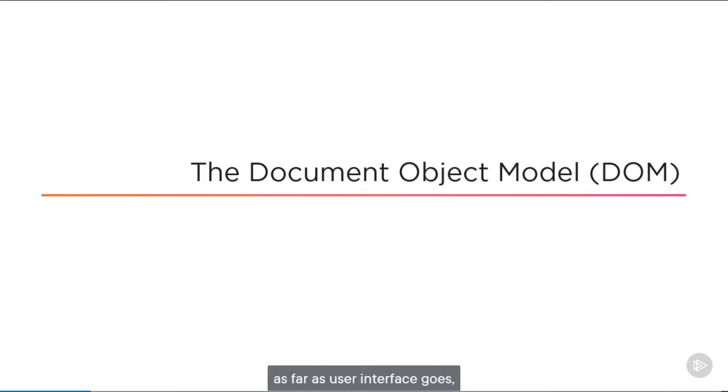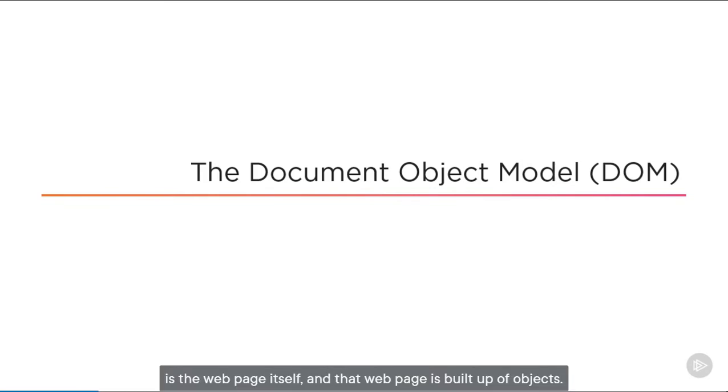One of the biggest objects we're going to work with as far as user interface goes is the web page itself. And that web page is built up of objects. This is commonly referred to as the document object model, or the DOM. You would say that you would program the DOM. And that refers to modifying the web page and getting events from a user using the web page. Events such as a user typing in information or clicking a button. But all of this is controlled by the DOM.